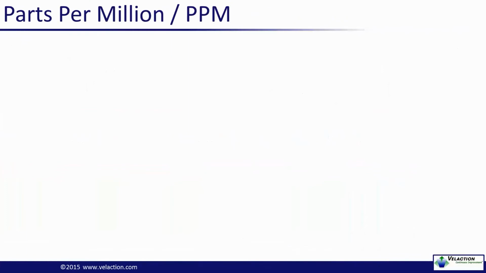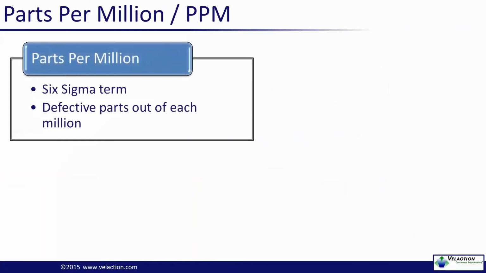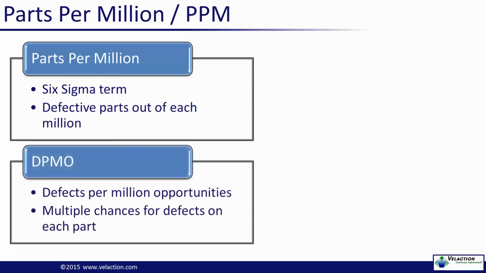Let's take a closer look at the parts per million metric. Again, ppm is a term that was popularized through Six Sigma, and it refers to a normalized way of looking at defects. You may also see a variation on this known as ppmo, meaning parts per million opportunities, or dpmo, meaning defects per million opportunities. Instead of focusing on the number of units, you look at the total number of opportunities to make mistakes on those units. Consider something like jet planes.